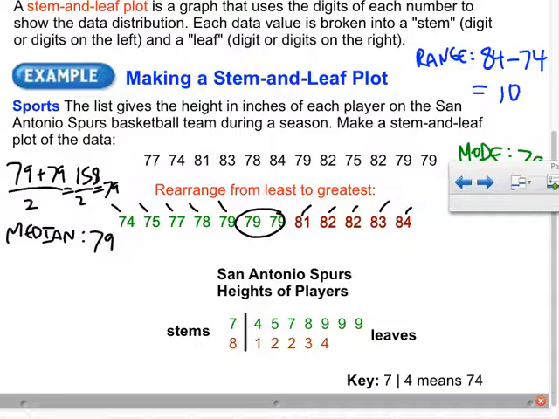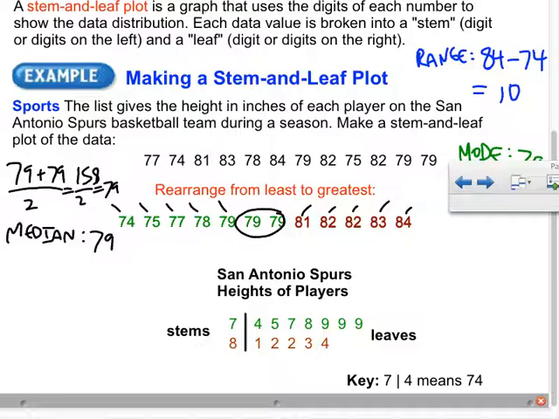Pretty easy. This is mostly review, yes. Do you have to write out every number in the key? No. You don't have to do every number, you just have to have an example. The key is just an example to explain what the stem and leaf plot represents, what the stems are and what the leaves are. The stem is always on the left and the leaf is always on the right? For a single stem and leaf plot, yes.